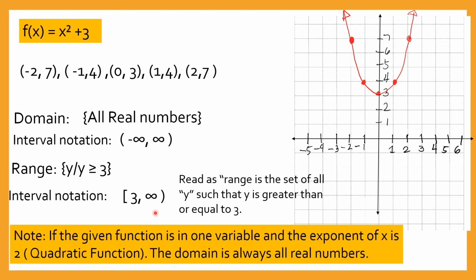Okay, so note that if the given function is in one variable and the exponent of x is 2, that is called a quadratic function. The domain is always the set of real numbers. So you don't have a problem anymore in finding the domain if the function is quadratic. It means there is one variable and the exponent of that variable is 2. So the domain is the set of all real numbers.